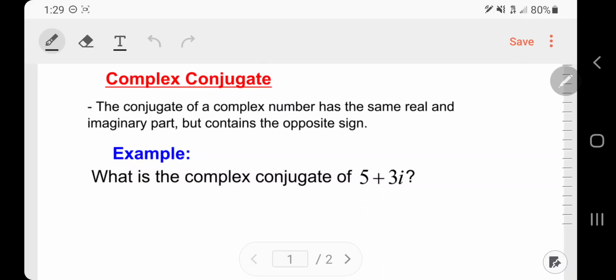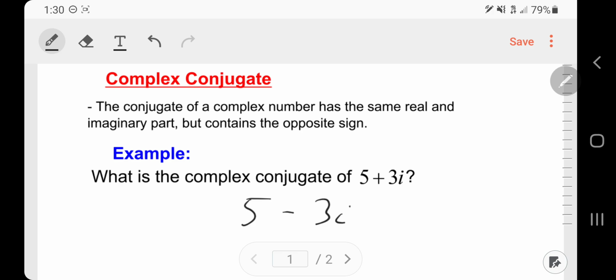Hey everyone. In today's video, we're going to take a look at how to multiply by a complex conjugate. Now, first off, a complex conjugate is a complex number that keeps the same real part and the same imaginary part, but contains the opposite sign or the opposite operation of what you have. Okay, so for example, what's a complex conjugate of 5 plus 3i? What that means is it would just be 5 minus 3i.